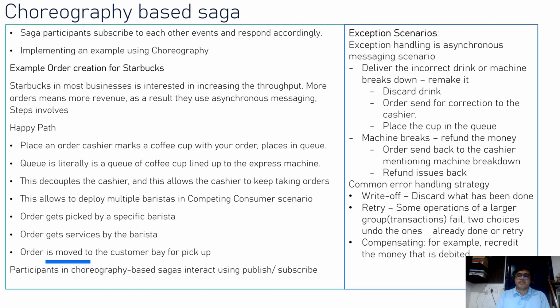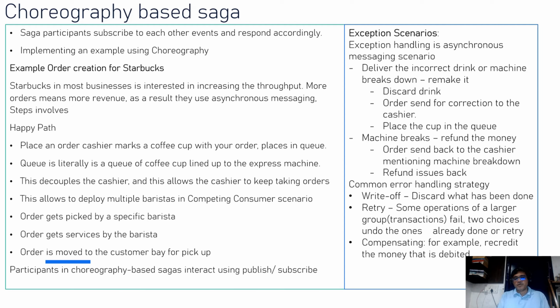Taking the order creation example for Starbucks, the happy path is you place an order with the cashier, who marks a coffee cup with your order and places it in the queue. The queue is literally a queue of coffee cups lined up at an espresso machine. This decouples the cashier and allows the cashier to keep taking orders. It also allows deploying multiple baristas in a competing consumer scenario. The order gets picked up and serviced by a specific barista, and is moved to the customer bay for pickup. So you see that Starbucks is a heavily asynchronous architecture.